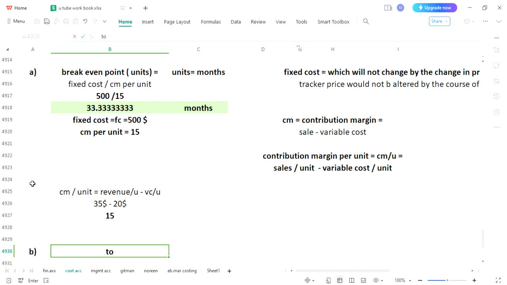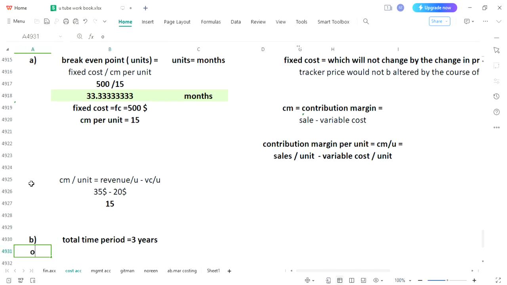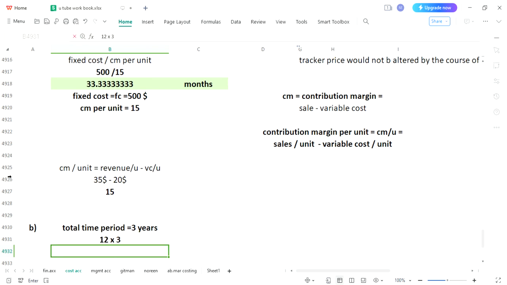Total time period is 3 years, or you can say that 12 multiplied by 3 years. You can understand that in 3 years, how many months? 36 months.